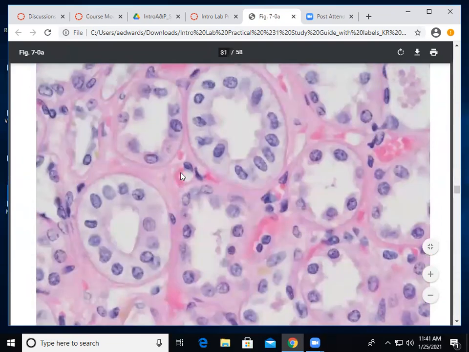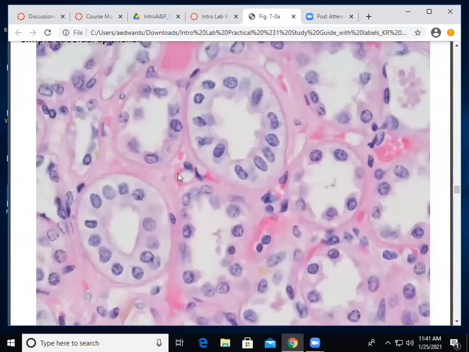Another example, one layer of cube-shaped cells. Say that 3 times fast, right? Cube-shaped cells. Yeah. All right.